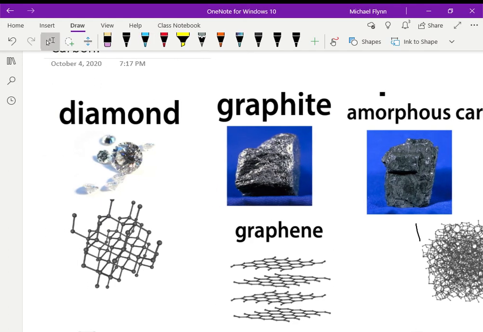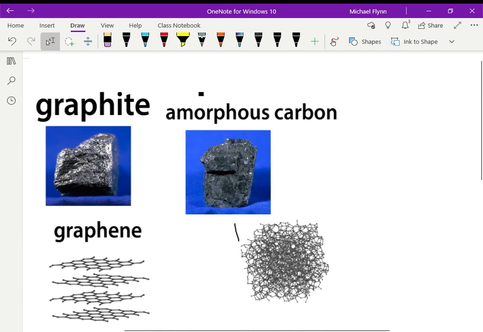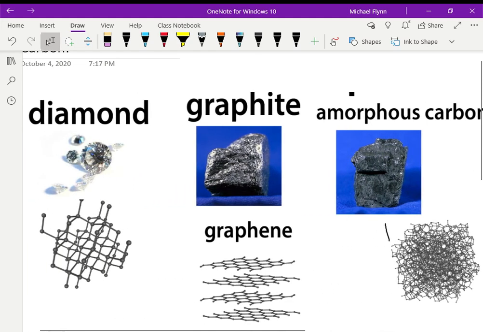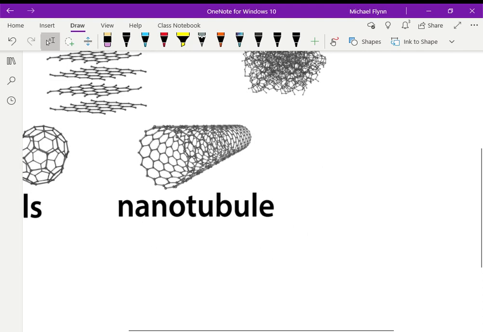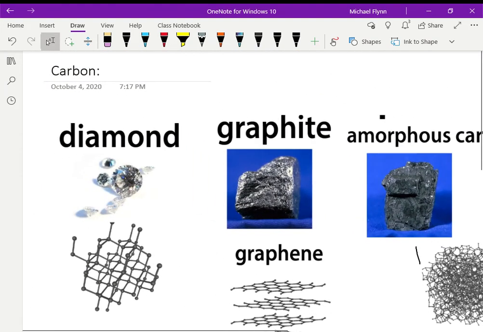Here you have diamond, graphite, amorphous carbon, graphene, we have Buckyballs, we have nanotubes, and so on. What do these all have in common? They are all different forms of one element on the periodic table, one very special element that's very versatile this way, carbon. Carbon forms many different useful compounds.